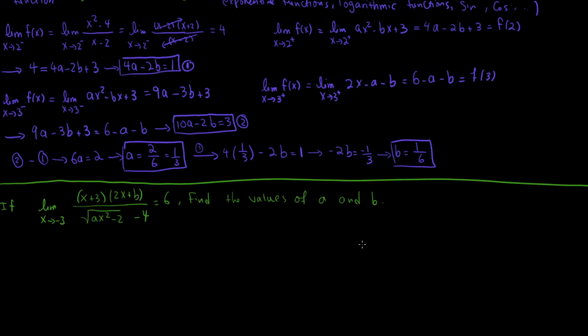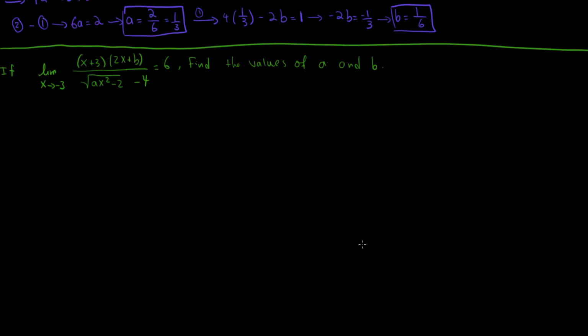Okay. Now this second one is an example of a thinking problem. You should expect one of these, at least one of them, on every one of your tests. It says if the limit of that expression as x approaches negative 3 is 6, find the values of a and b.